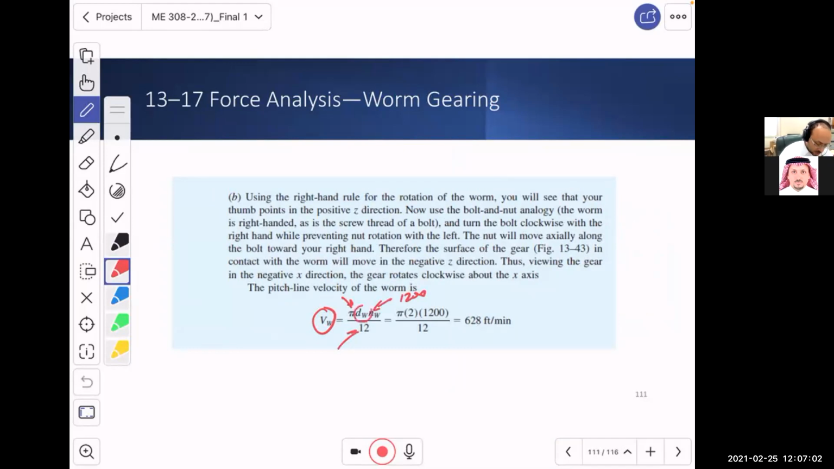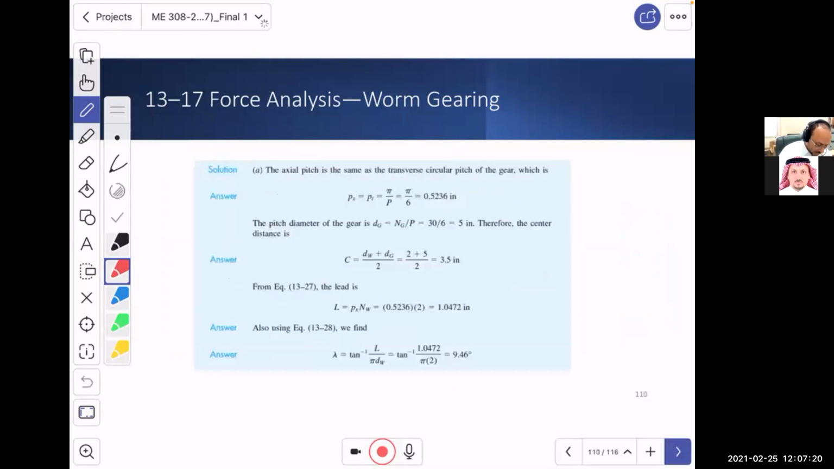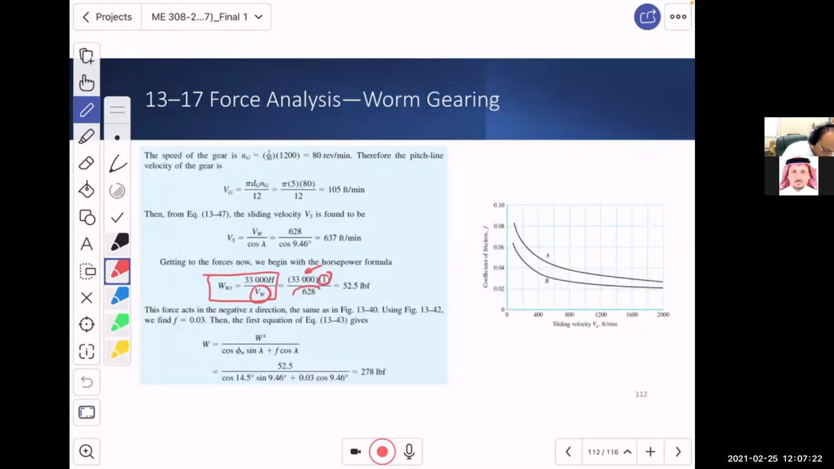And then we have the diameter of the worm. The diameter of the worm is also given to us. It says a pitch diameter of 2 inches. So that wasn't difficult. This is VW, right? Now if I go there, I will put VW over here, and then I will determine W_Wt, which is 52.5 pound force.